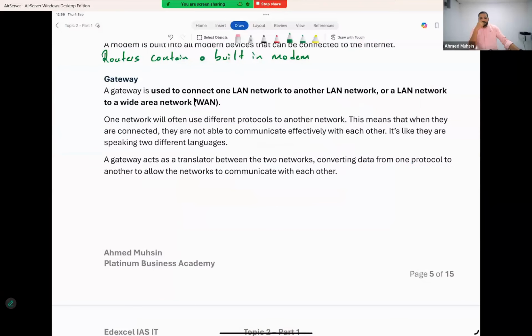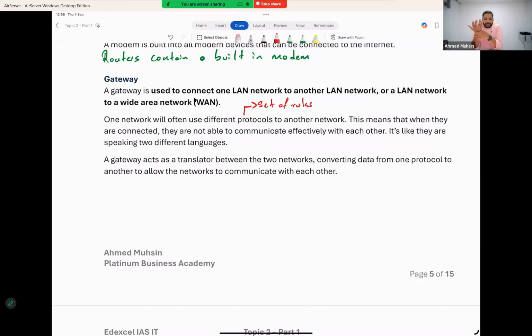Keep reading it, guys. One network will often use different protocols. What are protocols? Excellent. Can you put that word there? Set of rules. Each network has their own set of rules now. So when you're dealing with two different networks, the rules are different. Who is going to deal with these different rules? Your gateway will come into place.